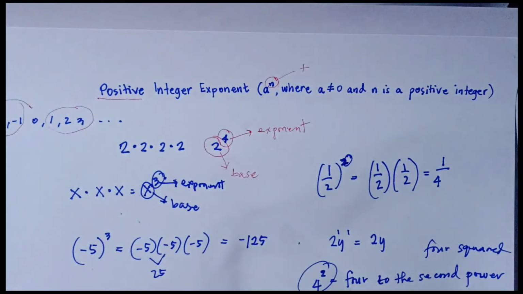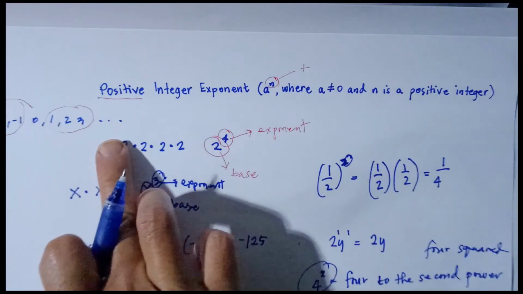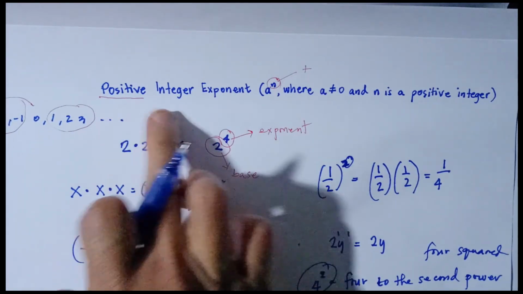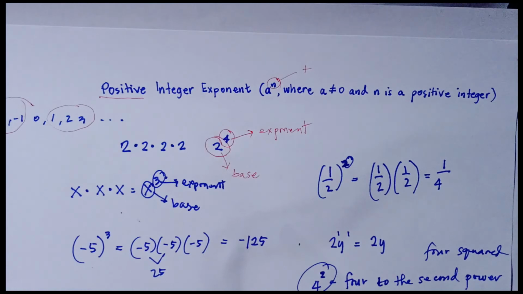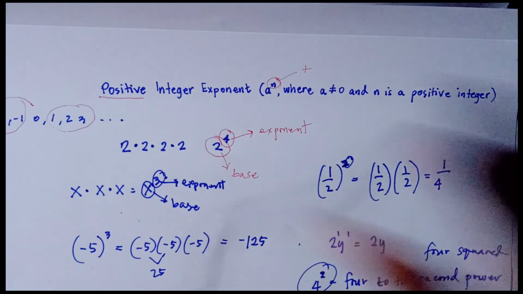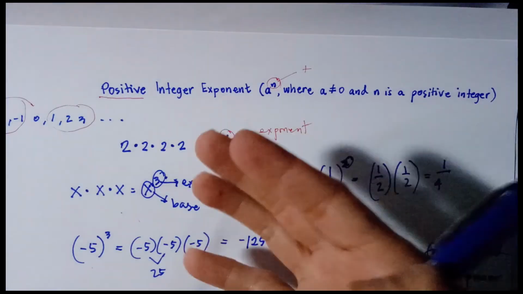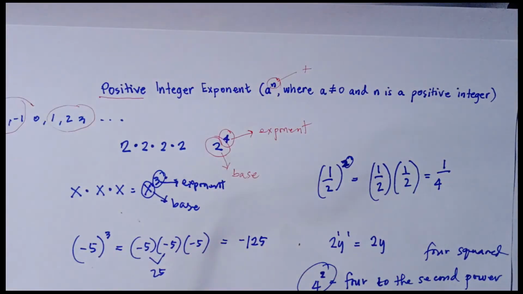Since our topic is all about positive integer exponents, our exponent is always a positive integer. Sometimes we have a negative integer exponent, so in our next video we can use negative integers also, but today we discussed positive integers.